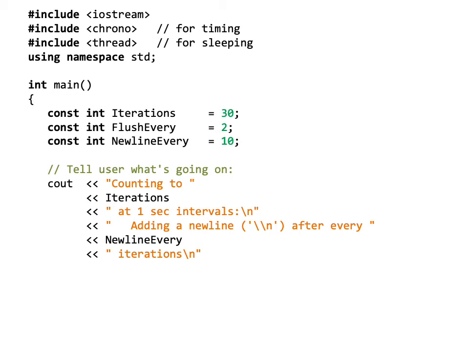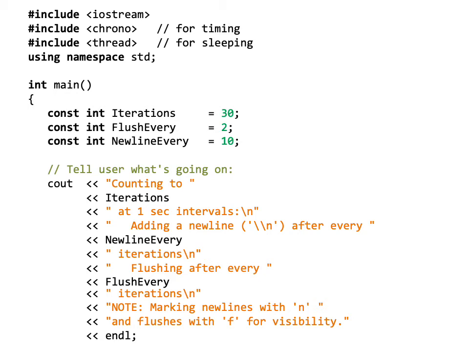So in this case, it's going to add a new line every 10 entries. So it's going to go 1, 2, 3, 4, 5, 6, 7, 8, 9, 10, new line. 11, 12, 13, 14, 15, 16, 17, 18, 19, 20, new line, and then so on. But then it's also going to only flush every, in this case, 2 iterations. So we'll see in just a little bit.